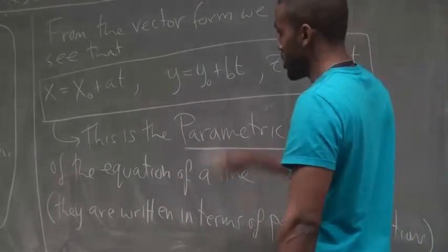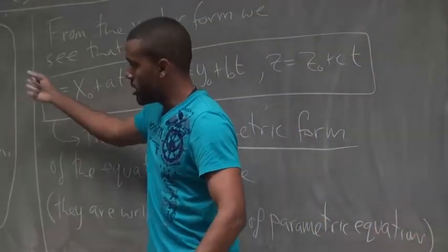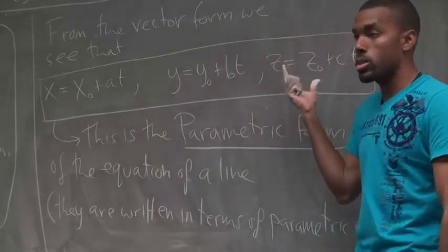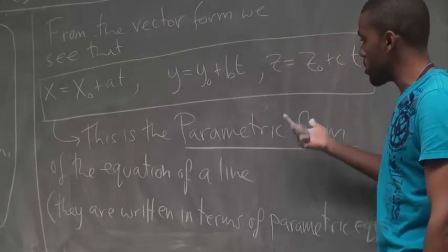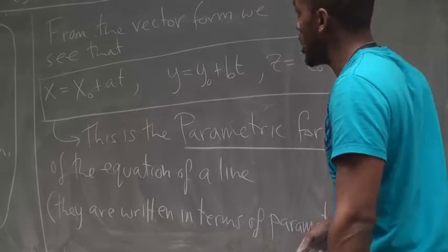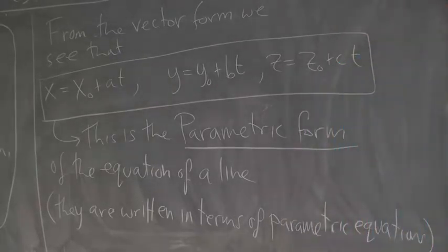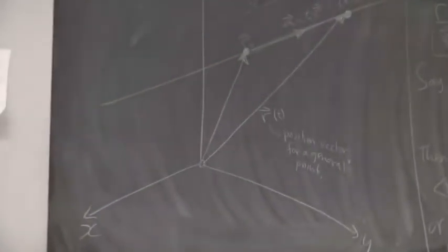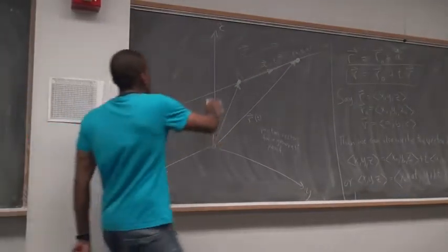The vector form comes from knowing that you need a point and a direction. You can throw them into a vector. When you isolate each component, you get a bunch of equations that you call the parametric form for the equation of a line. And that's not the only form. Those aren't the only two forms.